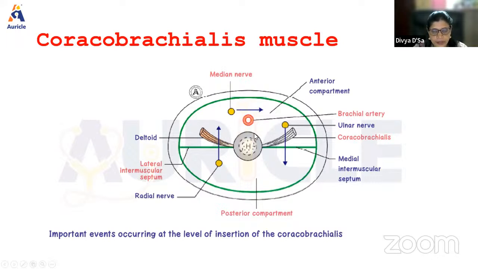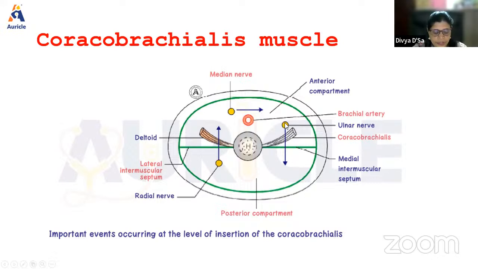Then the basilic vein will pierce the deep fascia. The basilic vein is a superficial vein in the forearm. At this region, it will pierce the deep fascia and enter deep to the arm, where it will contribute to the formation of the axillary vein. Then the median nerve will cross in front of the brachial artery from the lateral to the medial side.